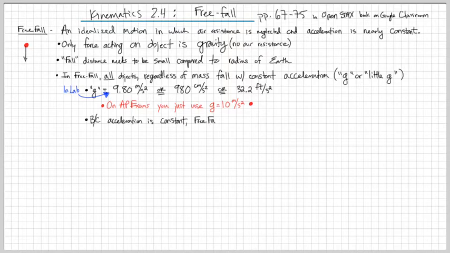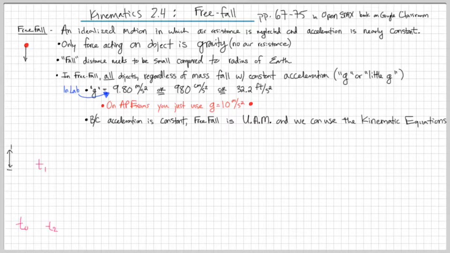Because acceleration is constant, free fall is a type of uniformly accelerated motion, and we can use the kinematic equations that we've already derived. First, we'll start with just a simple diagram and a simple example, and then see if we can come up with some graphical representations of what free fall would look like.